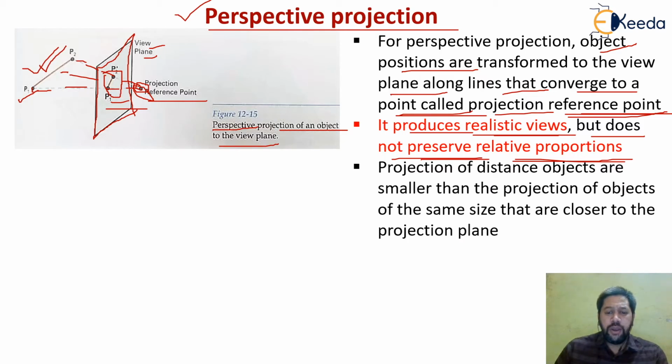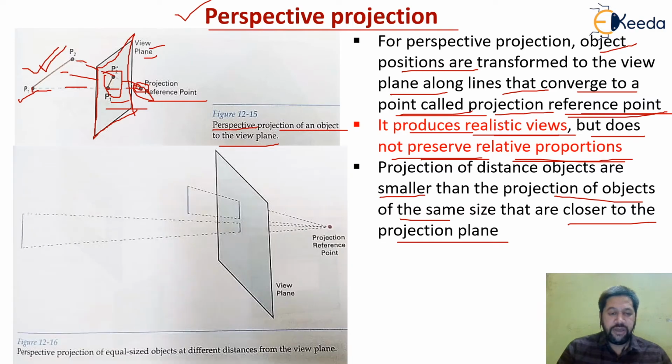Now, if it is not preserving relative proportion, what is going to happen? The projection of a distant object is smaller. If the object is at a distant location, its size will be displayed smaller than the projection of an object of the same size that is closer to the projection plane. I think we have seen this in the previous discussion with the perspective view of the airplane at the airport, but we can see one more diagram for our understanding. Just look at this particular diagram, it will be easy for you.